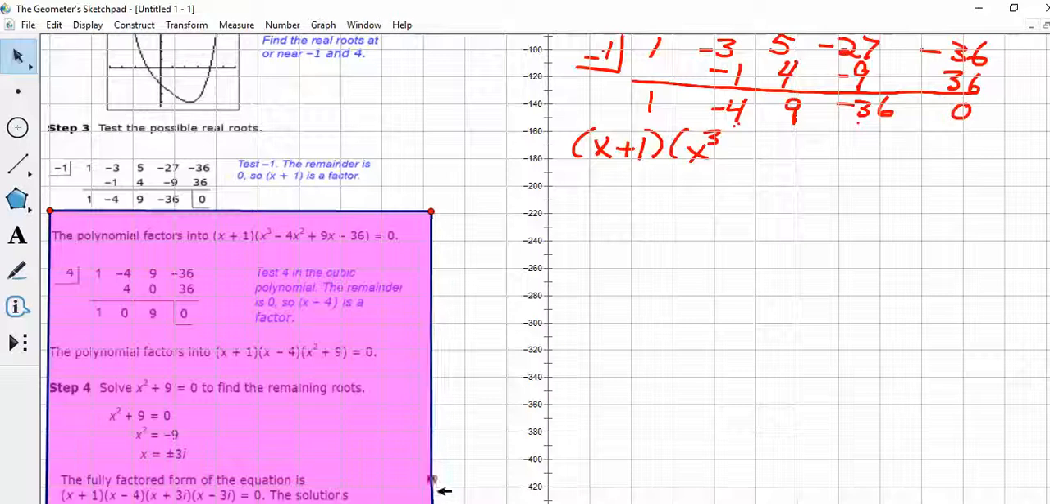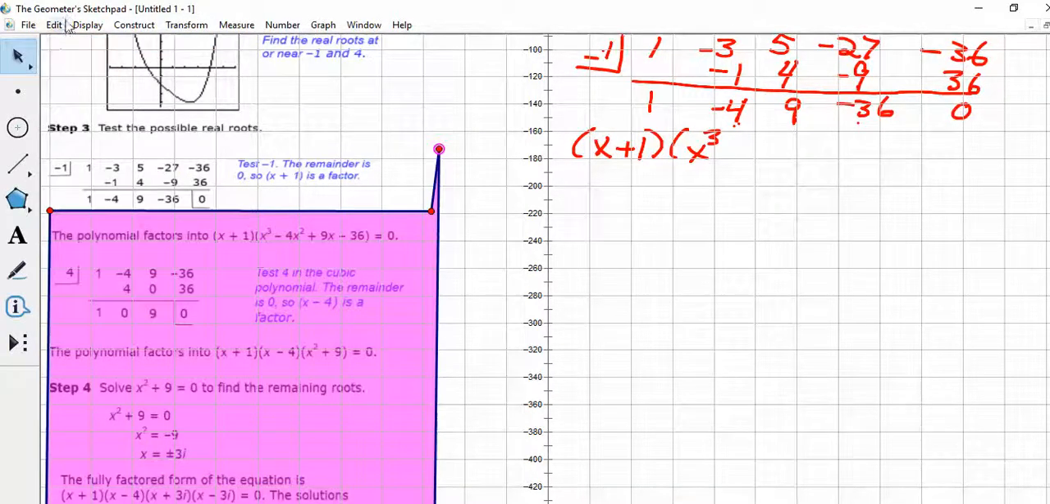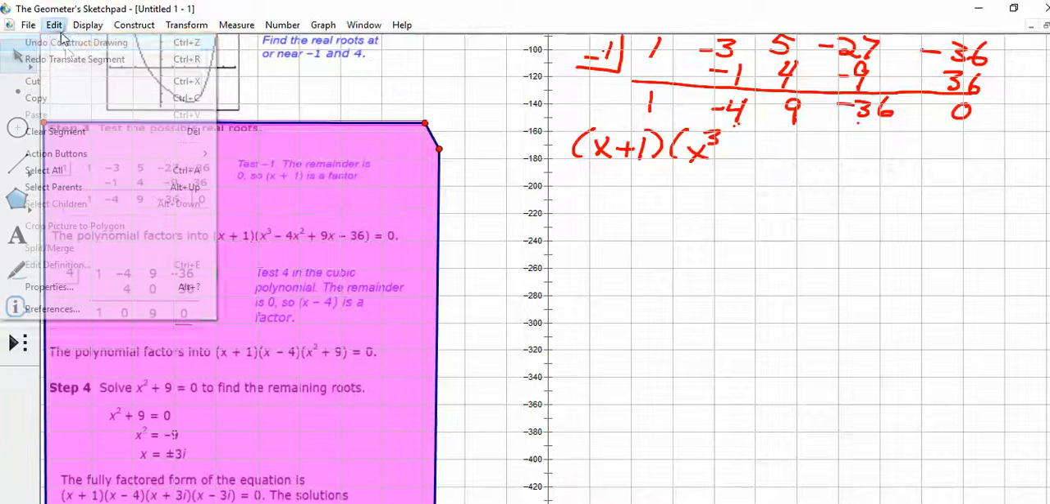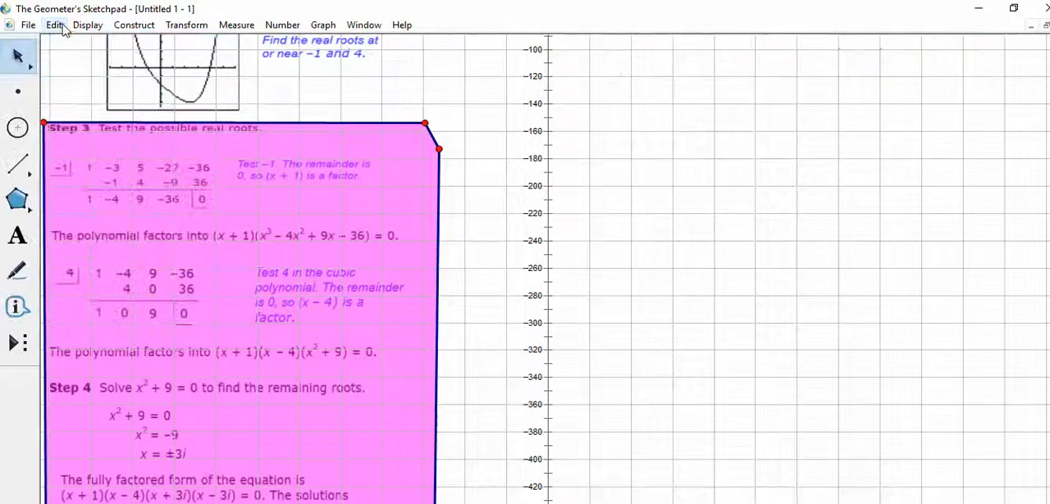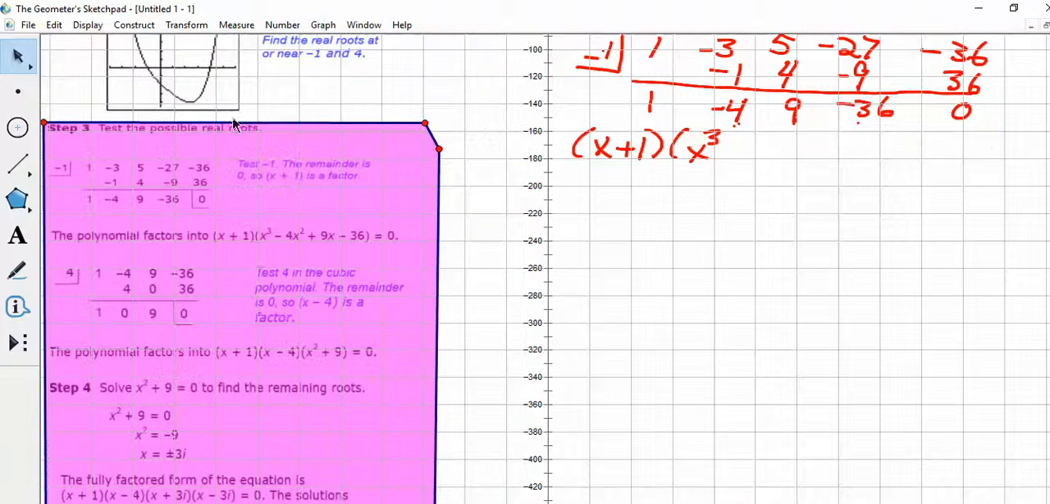So I see some of my stuff erased. Why did it do that? Let's see if I can get it to come back. No. Oh well, it's okay because it's over here as well.